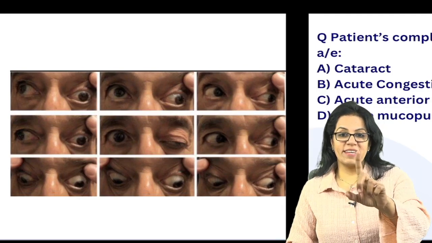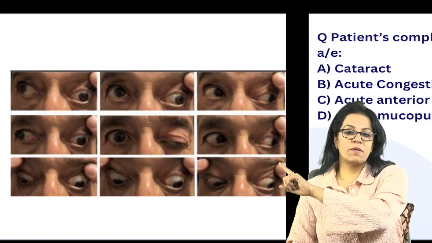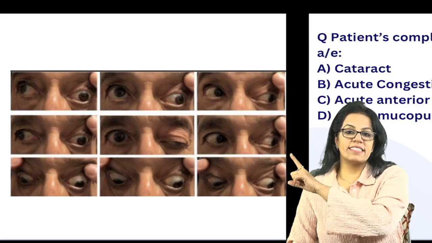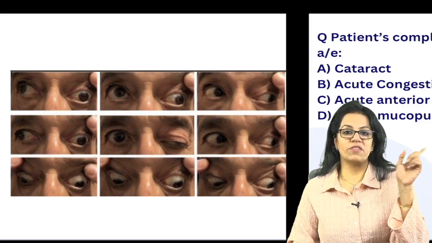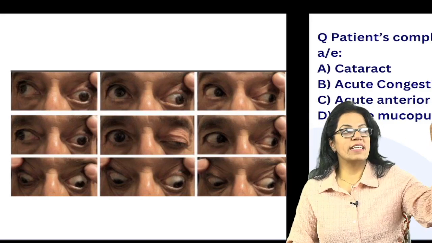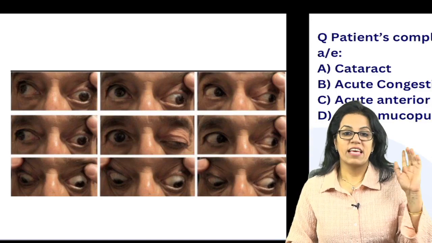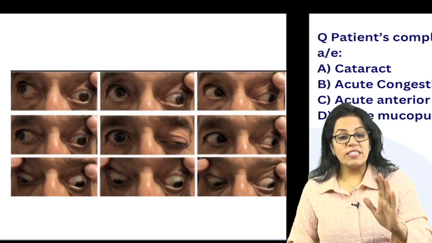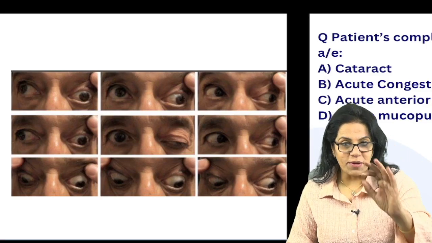This is the primary gaze, looking straight. Looking straight to the right is dextroversion, straight to the left, levoversion. Now what is this? Dextro elevation, dextro depression, levo elevation, levo depression. Once you are clear with that, whenever this picture comes to you, look at the primary gaze.